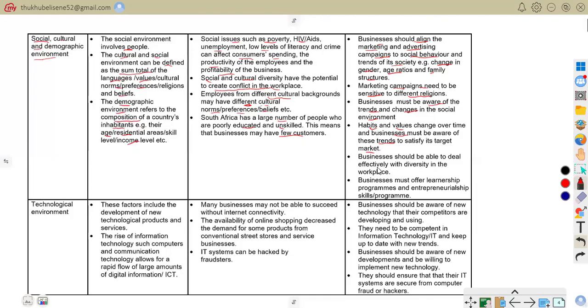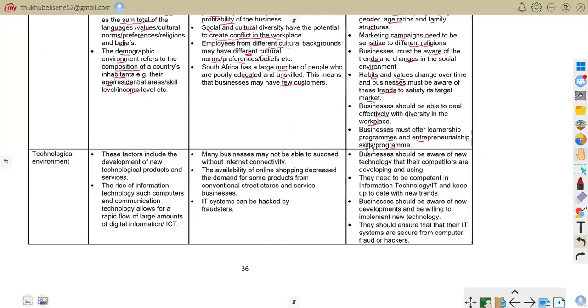Business should be able to deal effectively with diversity in the workplace, manage diversity effectively, and embrace cultural differences. Business must offer leadership programs and entrepreneurship skills programs. So you offer training programs so that the skills can be improved. Let us move on to the technological environment now.